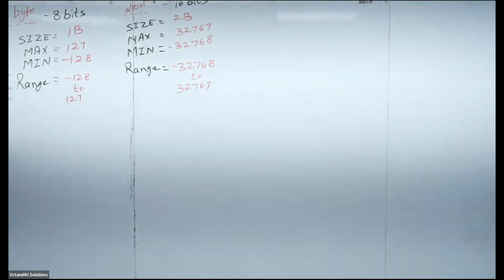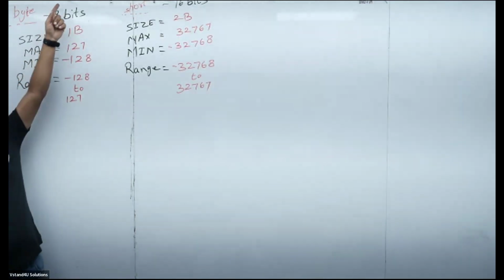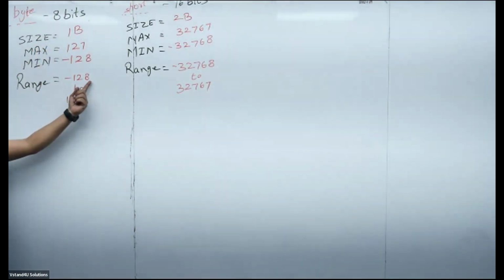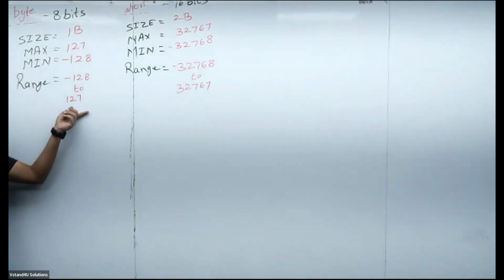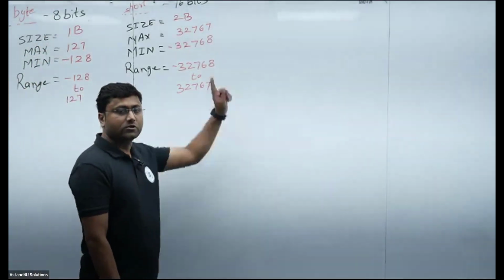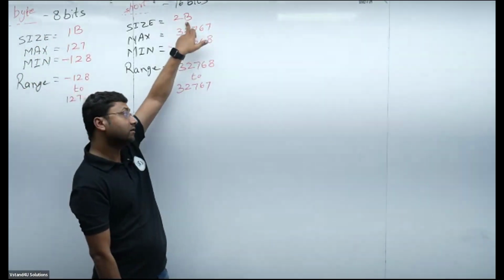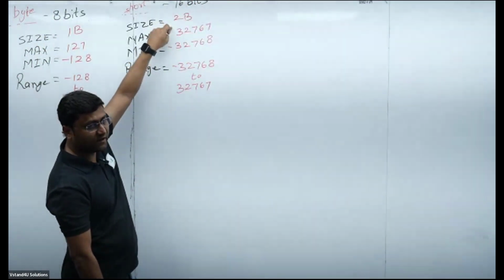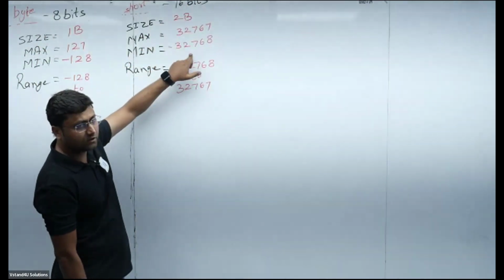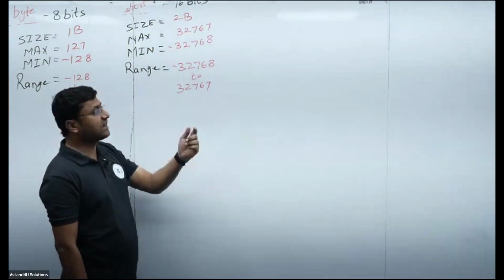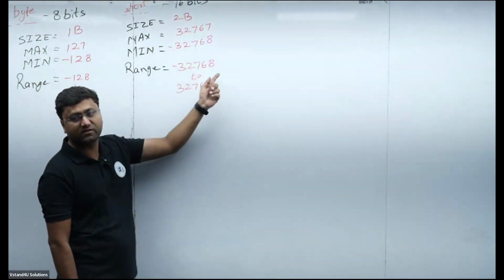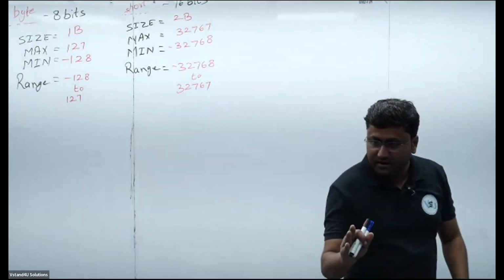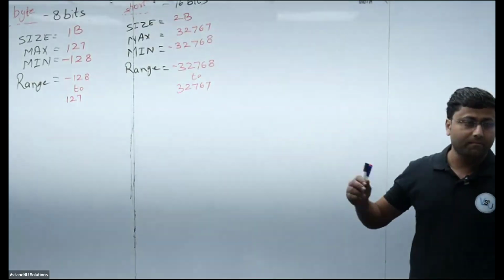Byte size is how much? 1 byte, meaning how many bits? Maximum number, minimum number, range goes from minus 128 to 127. Second data type is short. How much is the size? Bits wise, maximum 32767. Minimum minus 32768. Range starts from minus 32768 up to 32767. Am I right?